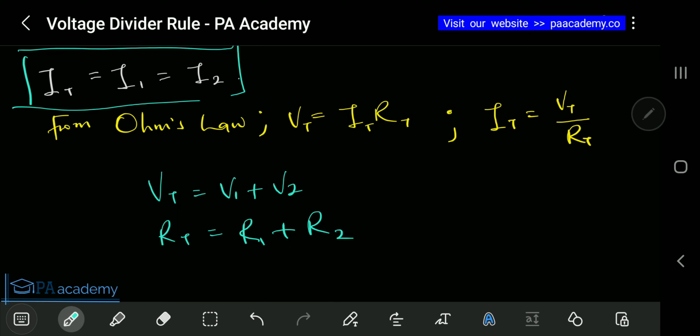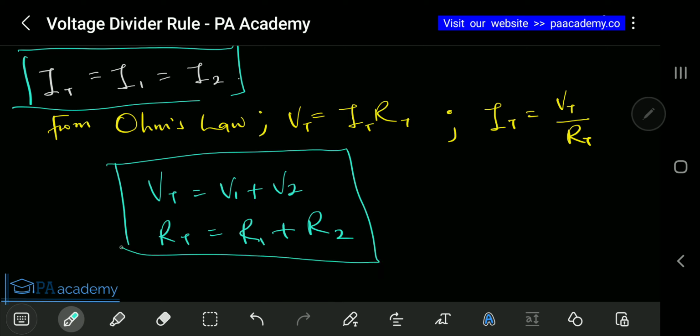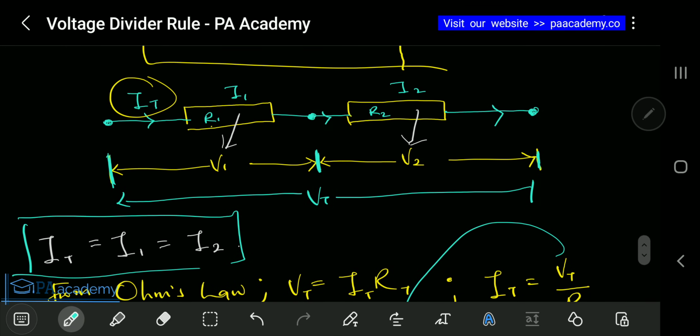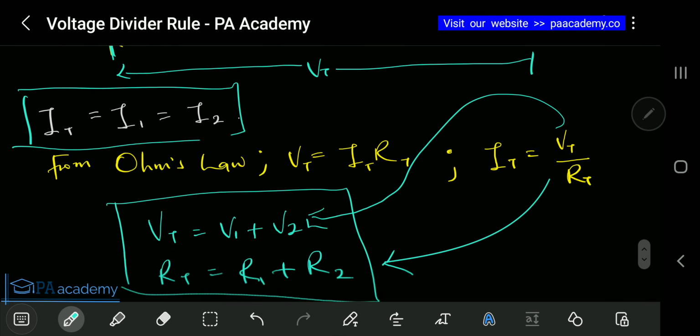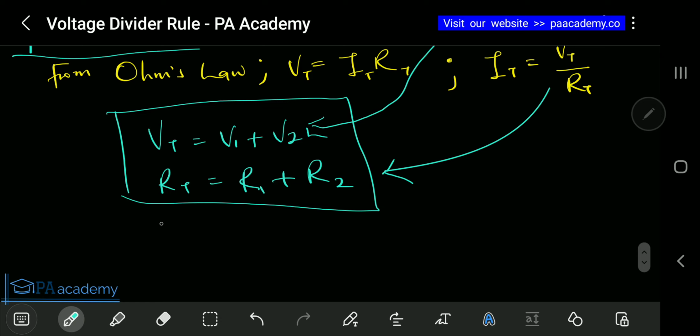So now let's take note of what we have here. What we have just done is this is our VT here, and this is our RT here. Now let's see what V1 will be. Remember, we've also said from Ohm's law that V is equal to IR.